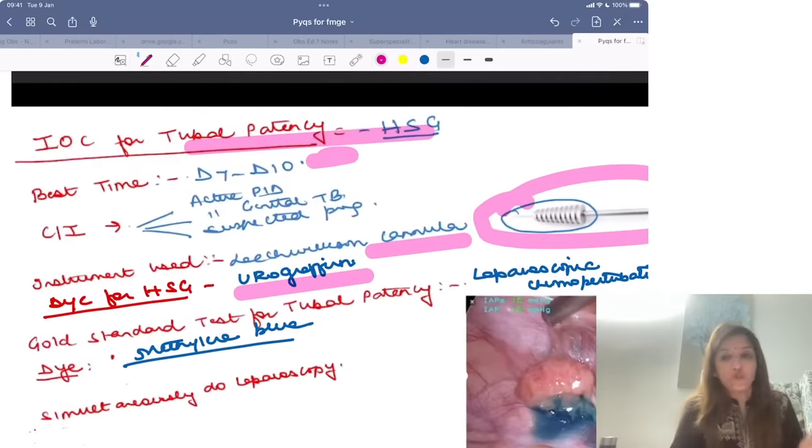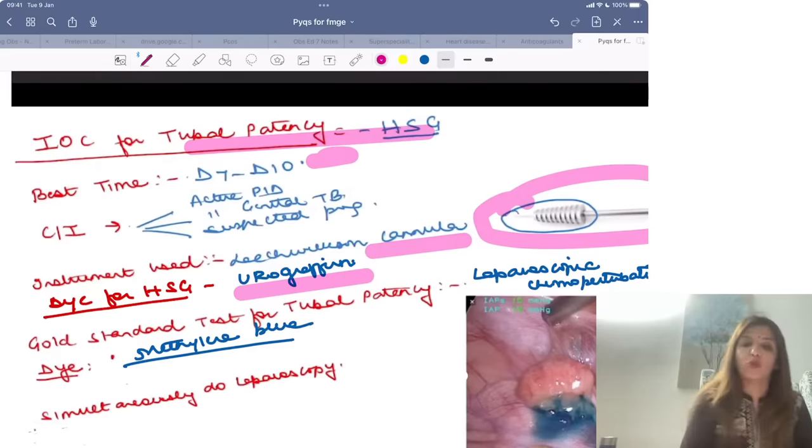What are the contraindications for HSG? HSG should never be done in active PID patients, in active genital TB patients, and in suspected pregnancy patients. Now, this is the investigation of choice. But when we do HSG, the tubes undergo spasm, and that can lead to the appearance of cornual block. That is why the gold standard test for tubal patency is laparoscopic chromoperturbation. It is not HSG. HSG is the investigation of choice. Gold standard is laparoscopic chromoperturbation.